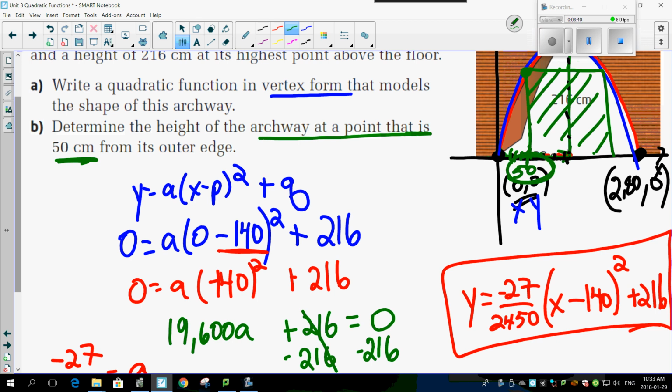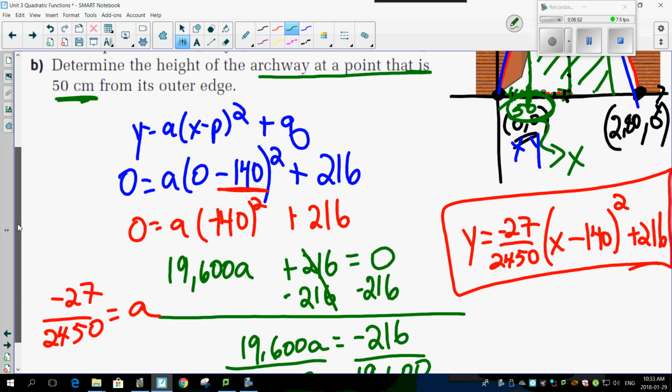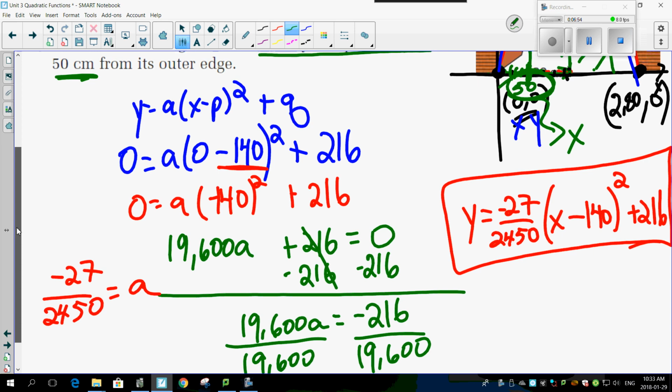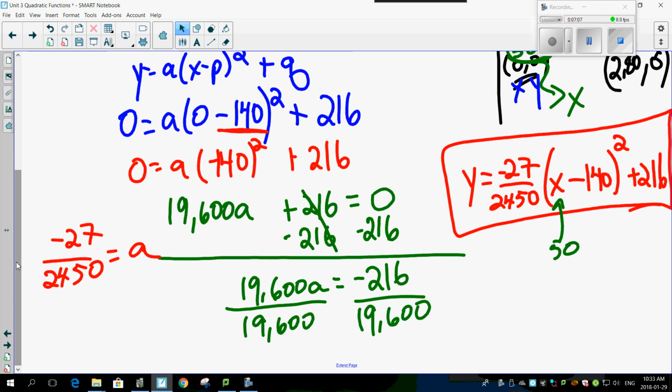So they want you to find out at that point of 50 centimeters from the edge. Well, if you think about that, 50 centimeters from the edge, that's an X value of 50. So what you're going to do is substitute the value of 50 into this formula in order to figure out that height. Well, wait a second, that sounds really complicated, doesn't it? Well, actually, nah, it's not a problem at all.